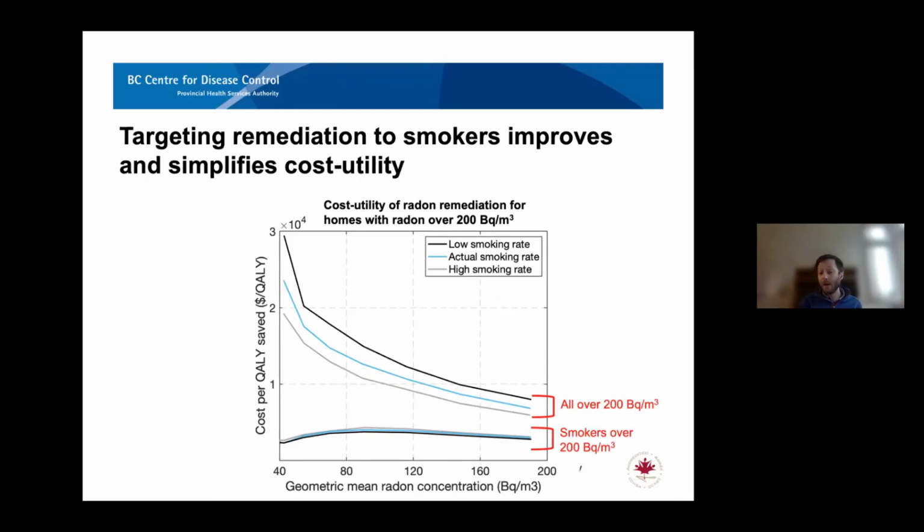So those low lines at the bottom there are the cost utility of remediating the homes of smokers over 200 becquerel per meter cubed. There's a couple of interesting features about this. First of all, it's really quite flat. The cost utility is the same across any radon concentration, and it's really quite cost effective even at low levels. So this emphasizes that for any community, regardless of the radon level in that community, it's important and it's effective to think about radon and to encourage remediation. At the lower edge of the spectrum of radon, it might be important to focus just on smokers.